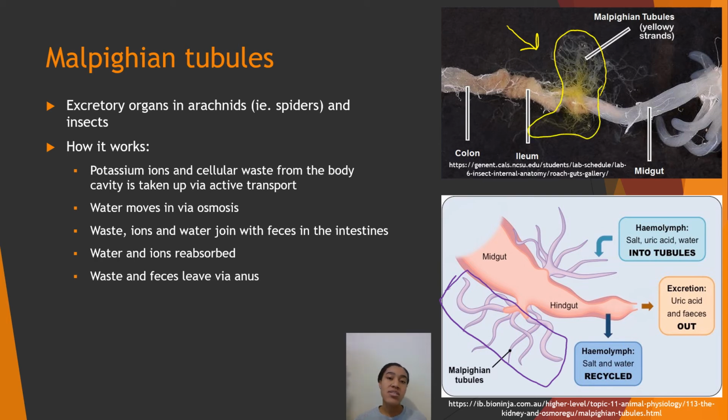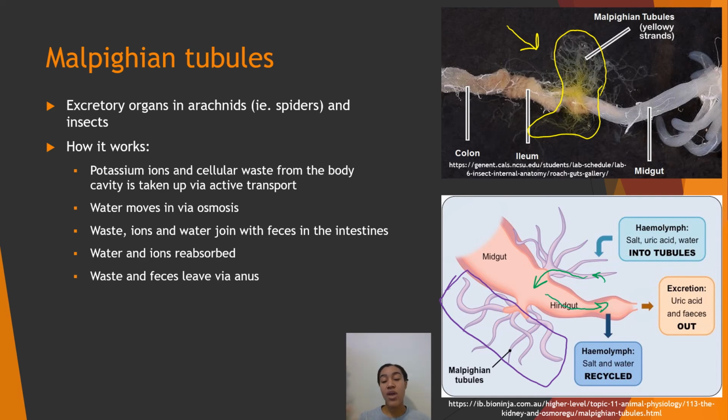And they extend from the sides of the gut into the body cavity, where they uptake potassium salts and waste from the hemolymph. So the waste and the potassium salts are actively being pumped into these tubules. And when that happens, due to the difference in solute concentration, water will also diffuse into those tubules via osmosis. And so once water, waste, and the salts are all mixed together, they will travel down the tubules into the gut. And once in the gut, the liquid waste will be combined with the solid waste. And then all the liquid and solid waste will travel down the gut.